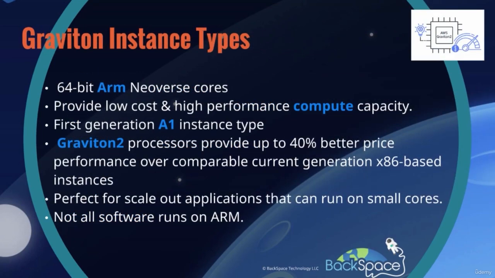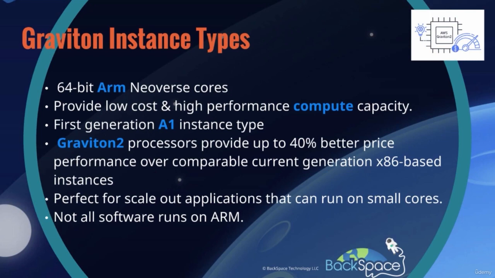Graviton instance types, they are based upon a 64-bit ARM Neoverse core. If you've used a Raspberry Pi before, you have obviously taken advantage of an ARM Cortex core that provides very low cost, high performance. But this is an ARM Neoverse core, and the Neoverse cores are optimized for large infrastructure such as cloud infrastructure. And they will provide a very low cost and high performance compute capacity. So if you have something that is really compute intensive, and it will run on an ARM core, then by all means use that and it will provide a fantastic performance for you at a much more reasonable cost.